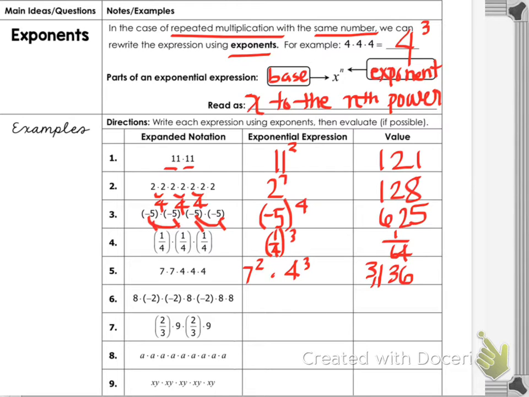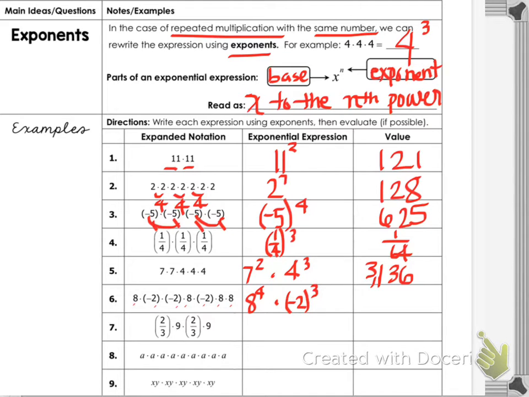For the next expression, we have 8 times negative 2 times negative 2 times 8 times negative 2 times 8 times 8. Here, we can use the commutative property of multiplication to move all of our 8's together and all of our negative 2's together. Or we can simply do that as we're writing our exponential expression. By taking a look at 8 first, how many times do we see 8 as a factor? 4. So 8 to the 4th power times, how many times do we see negative 2 as a factor? 3 times. So we have 8 to the 4th power times negative 2 to the 3rd power.